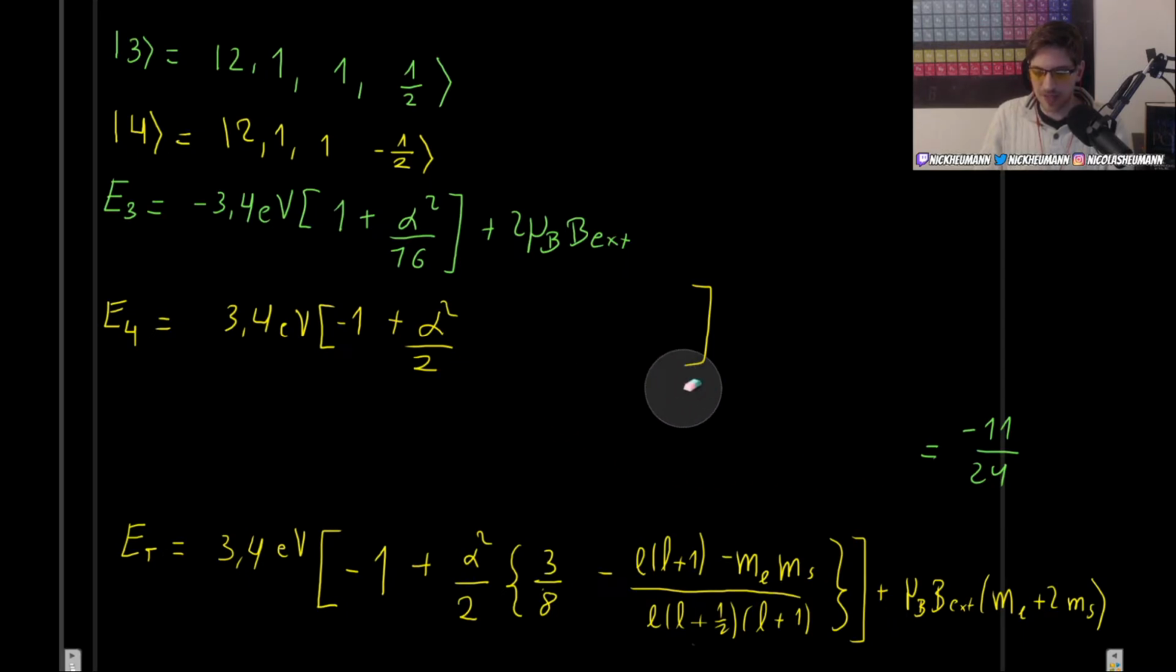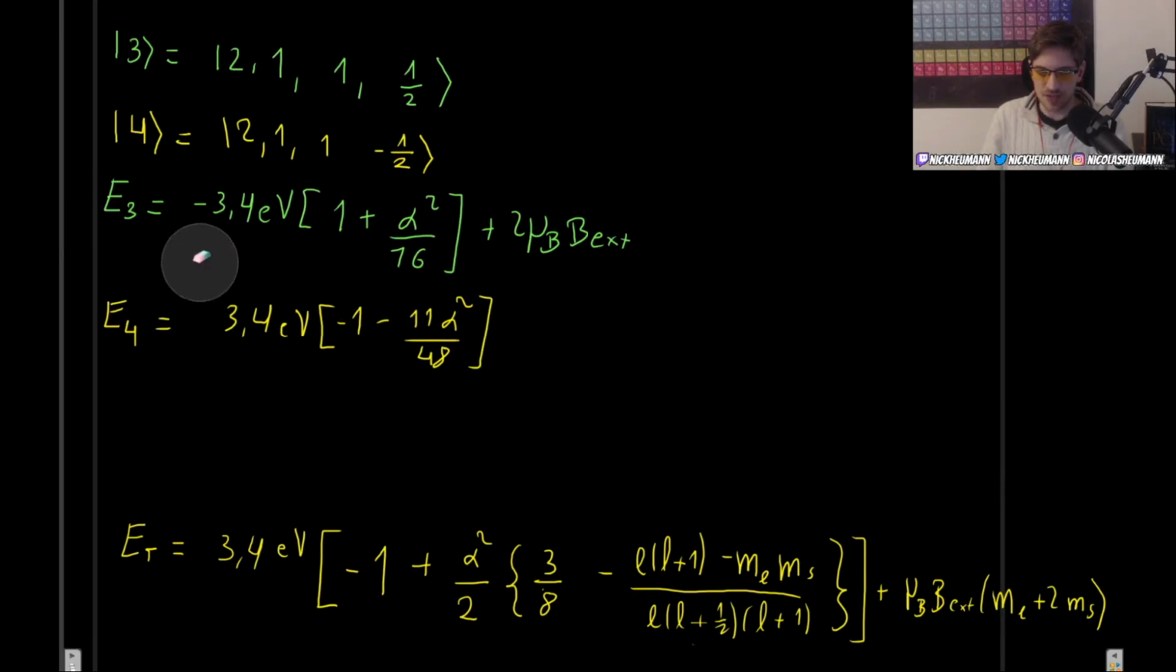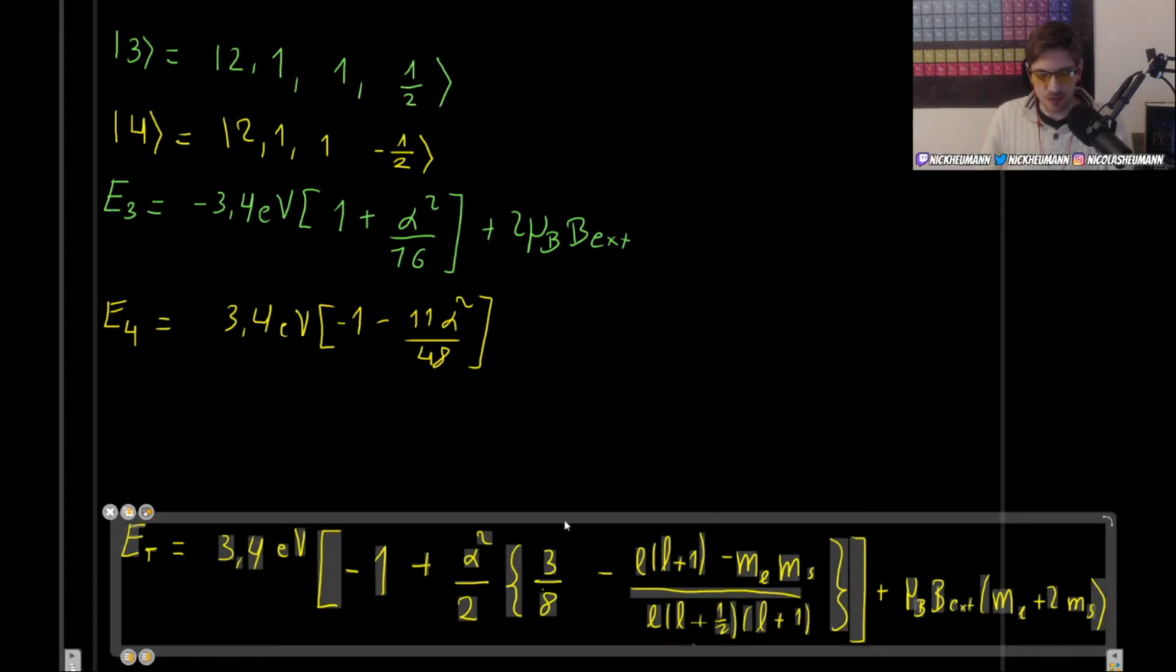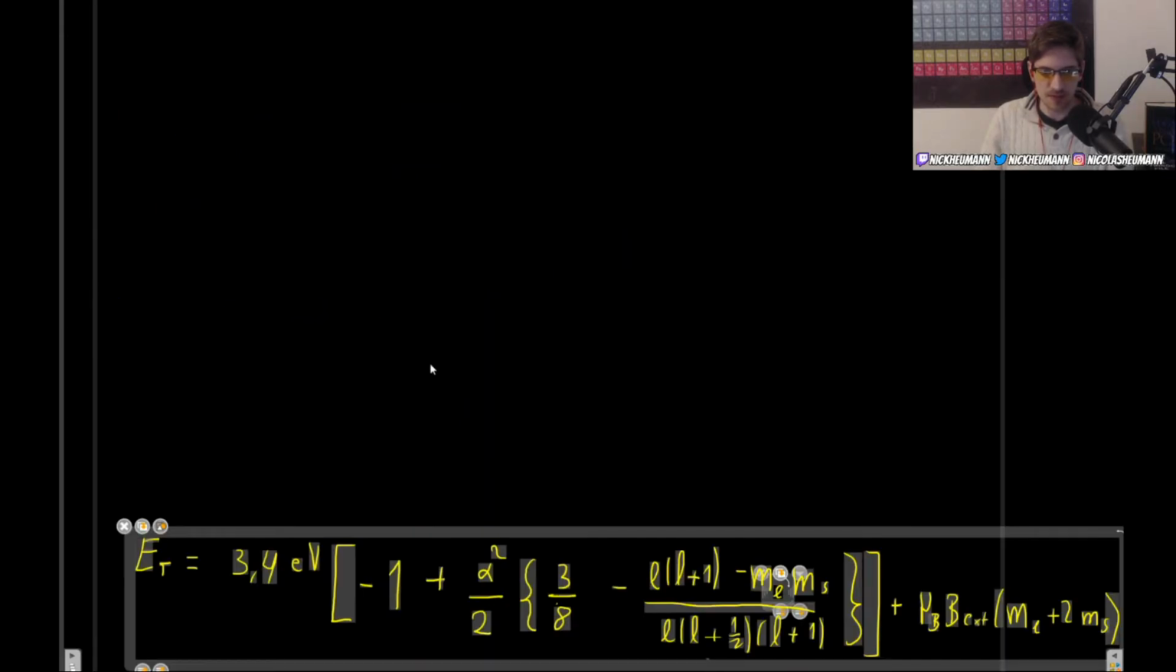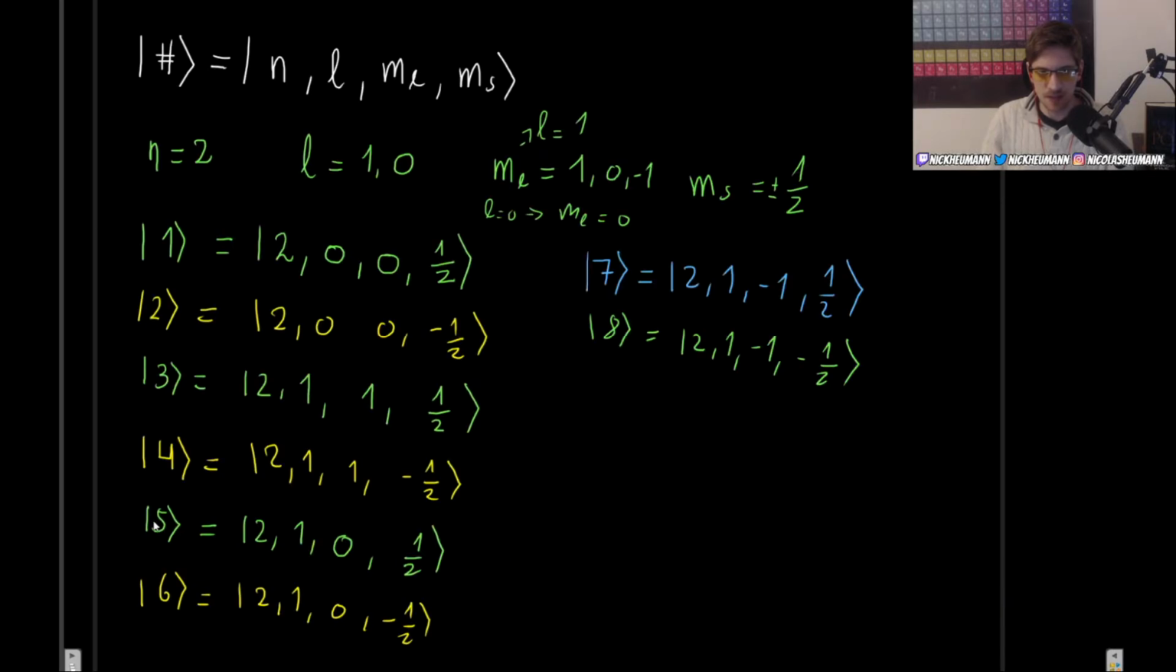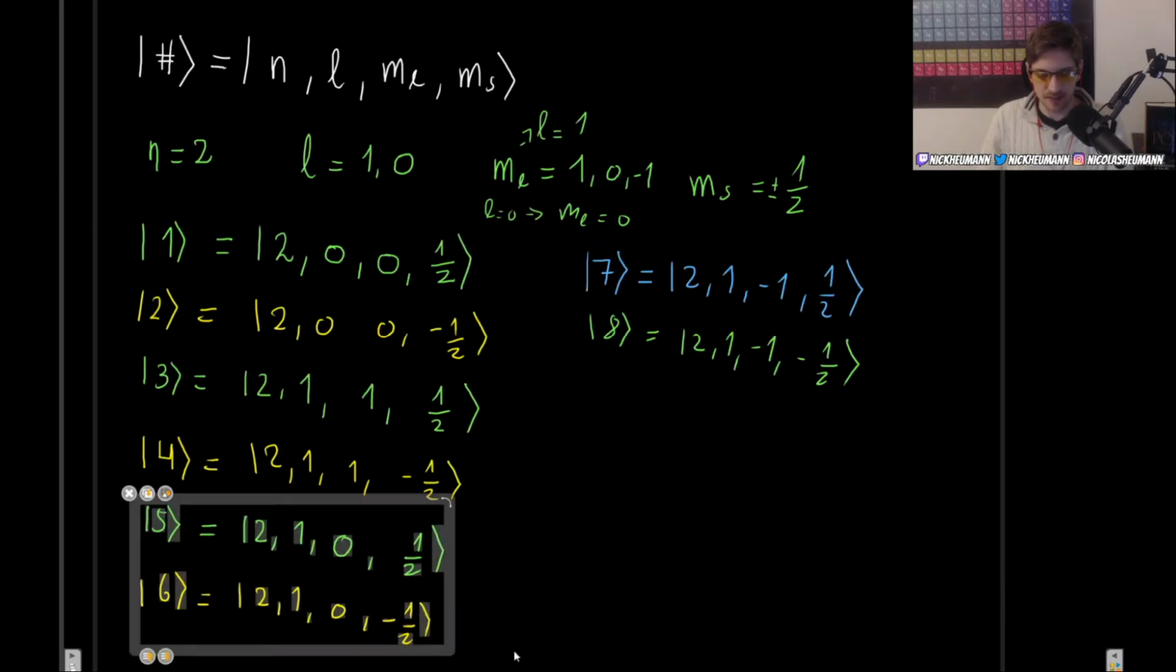And well, of course, multiplying by 1/2, we get minus 11 alpha squared over 48. Okay, so this is the fourth energy level. Let's now go for the next two states. So 5 and 6.